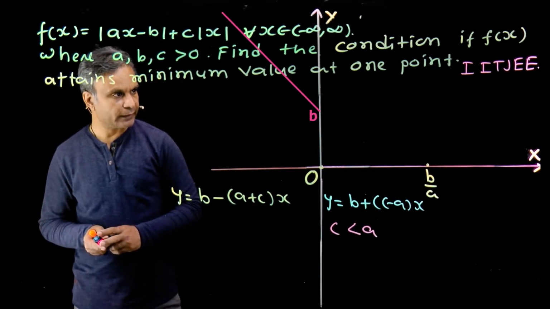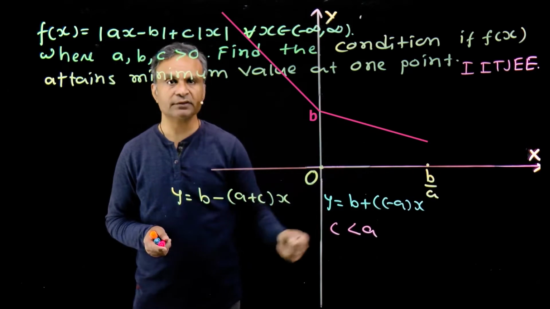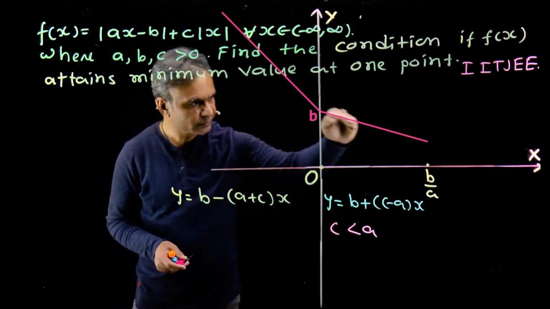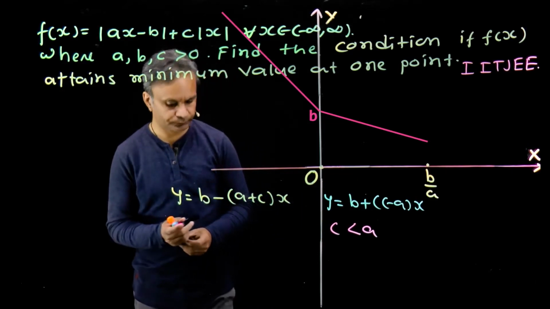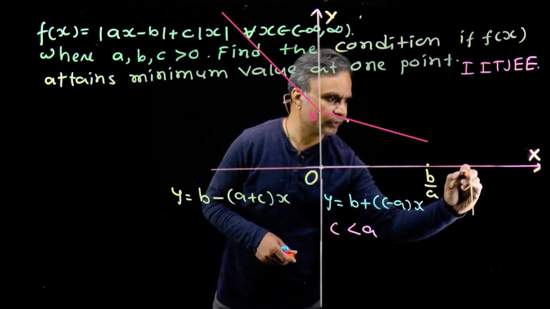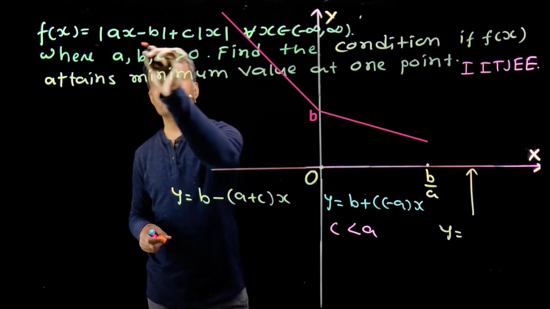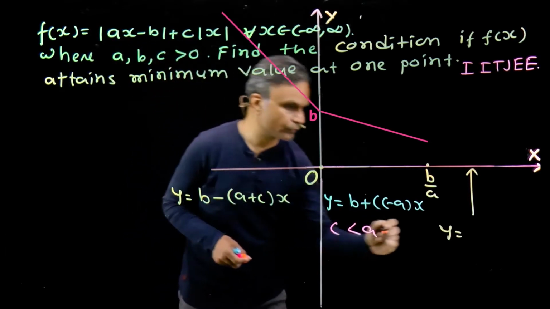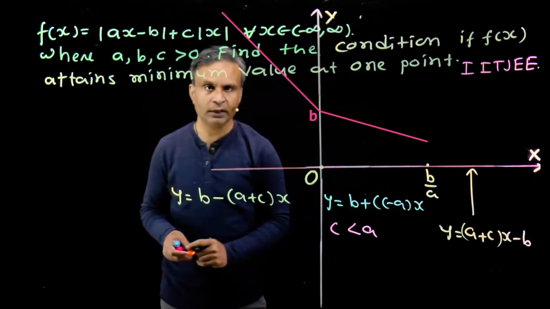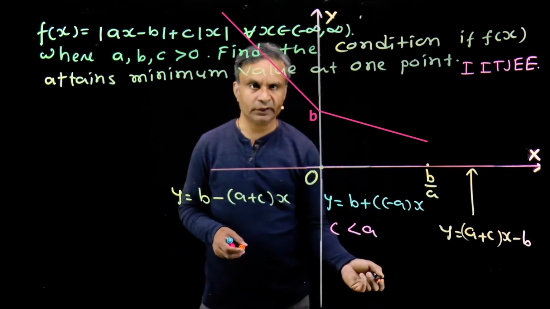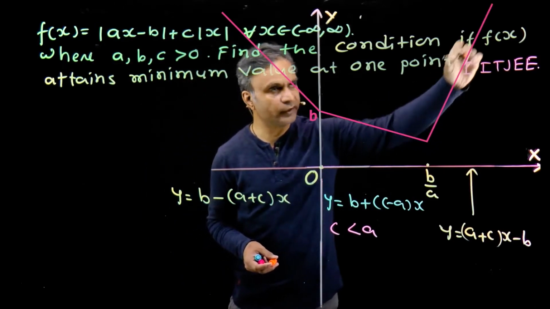Then line will be like this, because slope is negative. So the orientation of the line will be like this. Then we draw the graph for x more than b upon a. For x more than b upon a, this will be x and this will be ax minus b. So y will be (a plus c) into x minus b. Now slope of this line is always positive. A and c are positive, so slope will always be positive. So line will be like this.